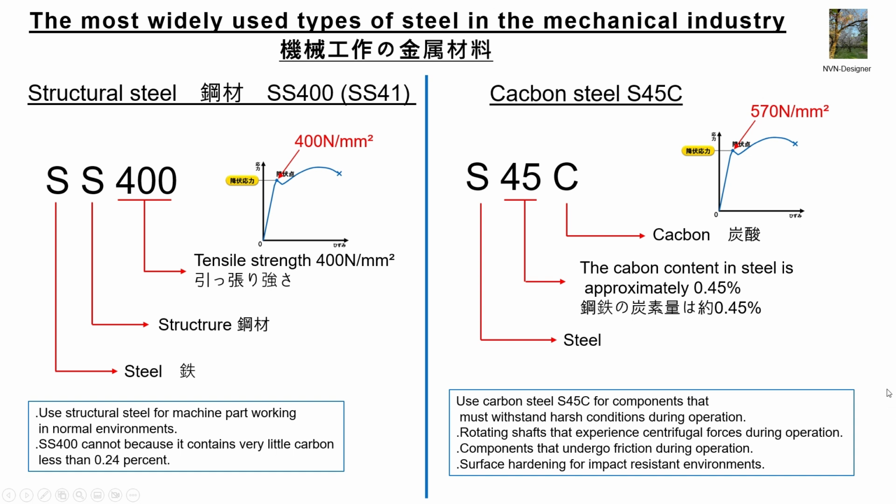can be heat-treated to improve surface hardness, while SS400 cannot because it contains very little carbon, less than 0.24%, making heat treatment ineffective. Please remember this well.